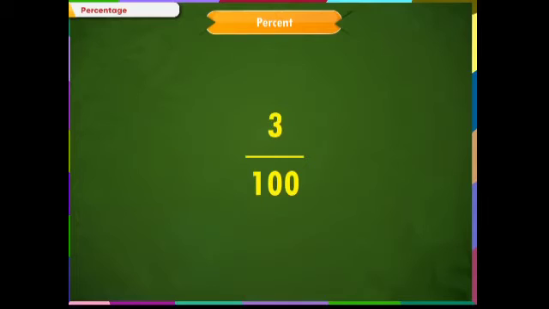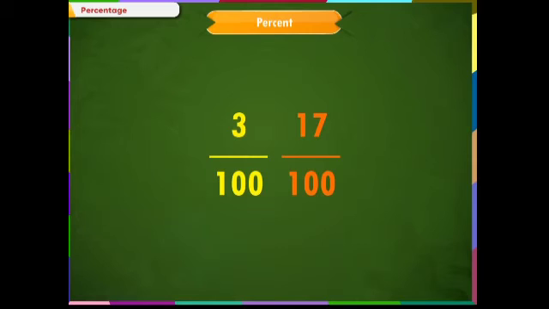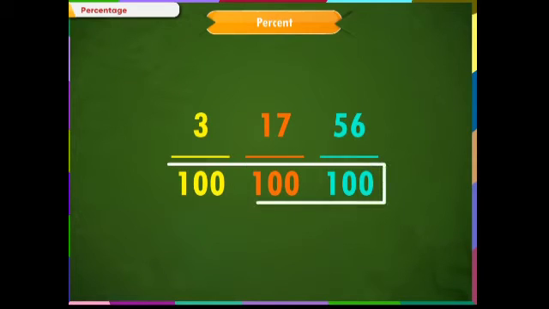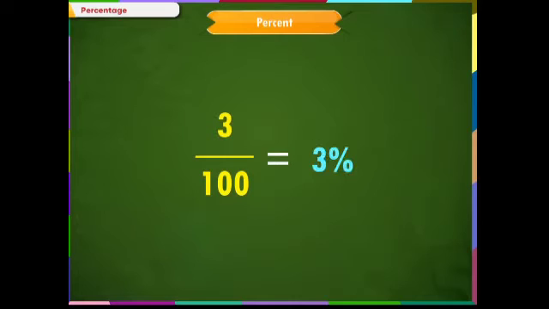Percent. A percent is a fraction, but it is a special type of fraction. In this fraction, the denominator is always same and is a constant value which is 100. It doesn't matter what the numerator is, but the denominator will always be 100. When we want to represent this fraction in the form of percentage, we just remove 100 from below and put percentage symbol by the side of the numerator. This means 3 by 100 is the same thing as 3%.